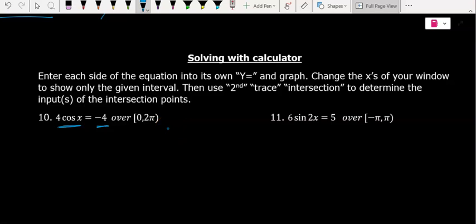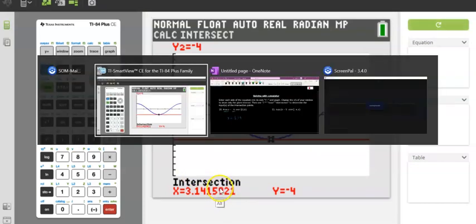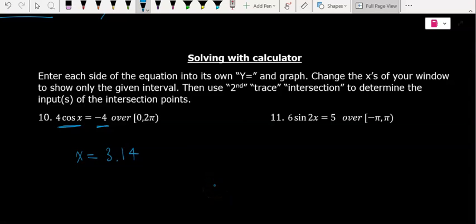So this one, I'm just going to get x equals 3.14. Okay. Oh, so that's what I got. Oh, 3.14. Sorry, I forgot. I need 3 decimals. 3.1415. So it's 3.142. Okay.